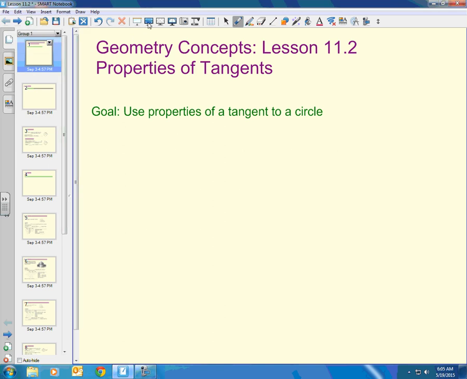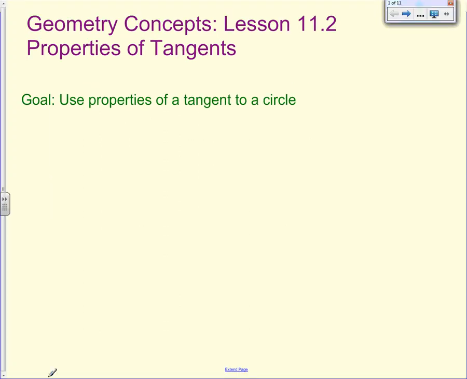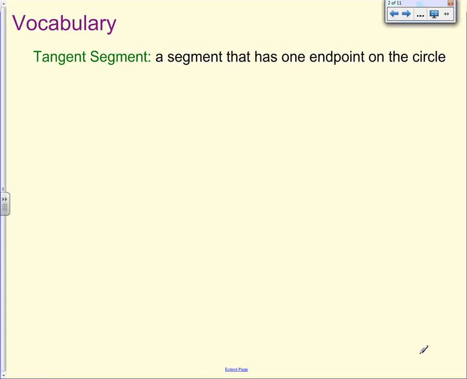Ladies and gentlemen, we're going to take a look at the properties of tangents. We're going to introduce a new word, tangent segment. It's simply a segment, so this is something that we can measure. We can give length to it, that has one endpoint on the circle. So it matches up with what we know of a tangent line, where it intersects the circle one time. This only has one endpoint.